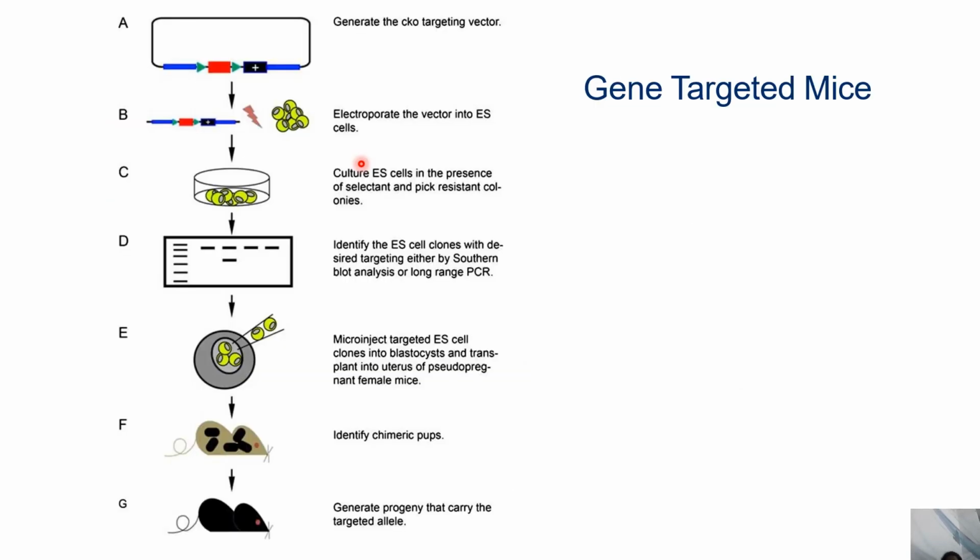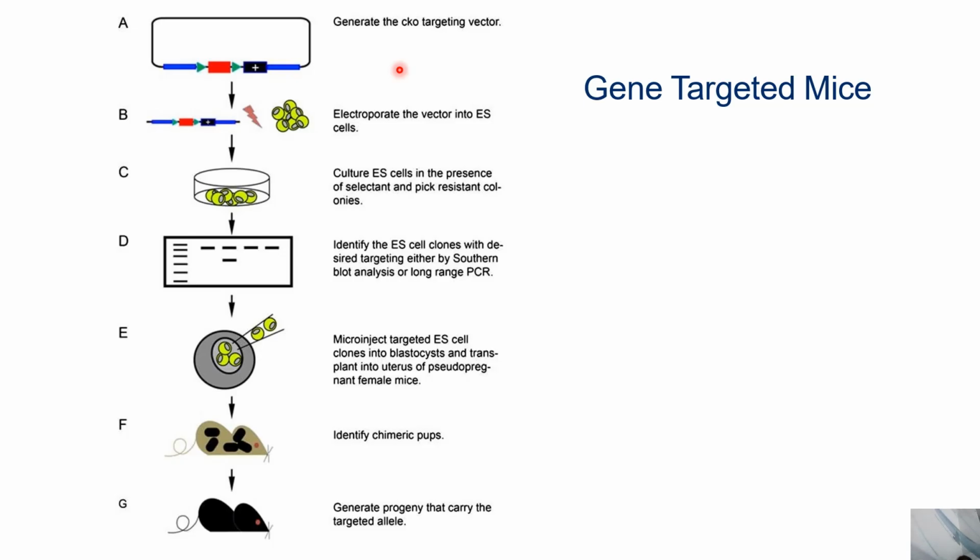Okay. Now, basically, you generate the targeting vector, electroporate the vector into the ES cells, then culture the ES cells in the presence of selection and pick resistant colonies. Identify the ES cell clones with the desired targeting either by Southern blot analysis or long range PCR.